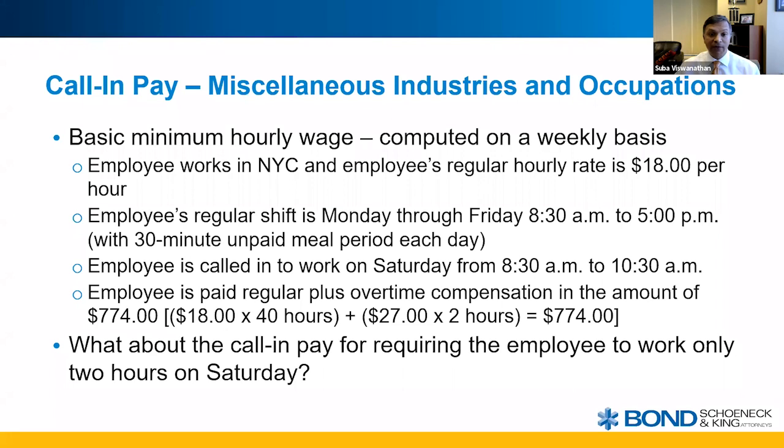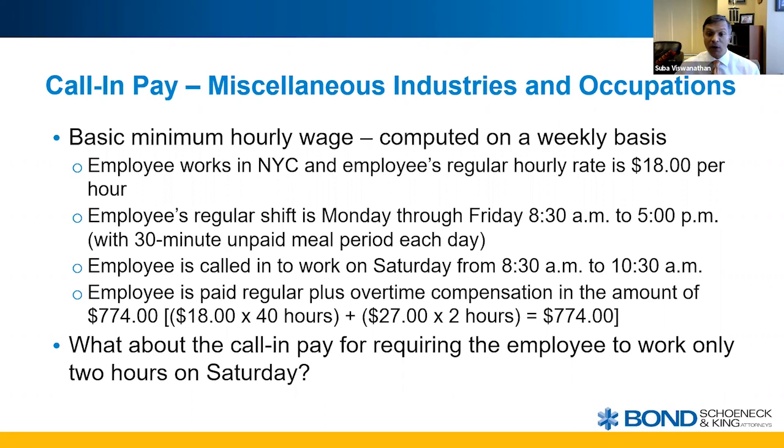So let's assume we have an employee who works in New York City, and the employer's regular hourly rate is $18 per hour. As you know, the minimum rate is $15, so this employee is making $3 per hour more than the minimum. Let's assume the employee's regular shift is Monday through Friday, 8:30 a.m. to 5 p.m. with a 30-minute unpaid meal period each day. So it's a regular 40-hour work week.